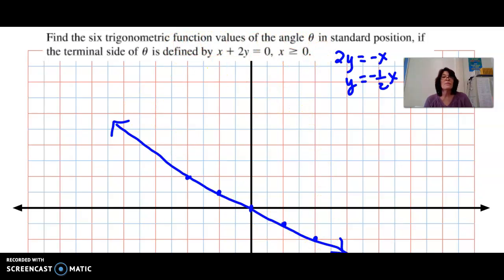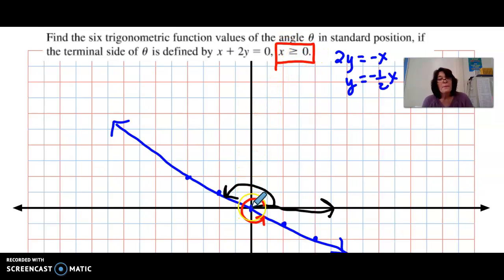All right, and we're in standard position. So I'm going to start here. Okay, and would that be my angle? Or would this be my angle? Which angle are they talking about? Because basically either one, the terminal side is defined by this line. That's where this part comes in. The x coordinate has to be bigger than or equal to 0. The x coordinate, actually it has to be bigger than 0, huh?